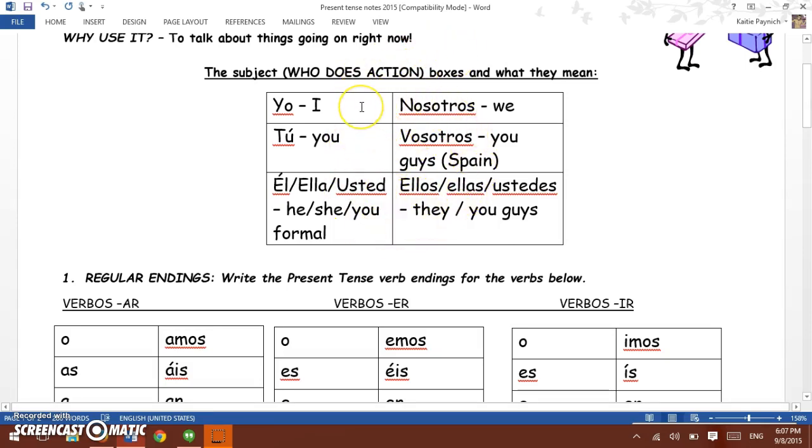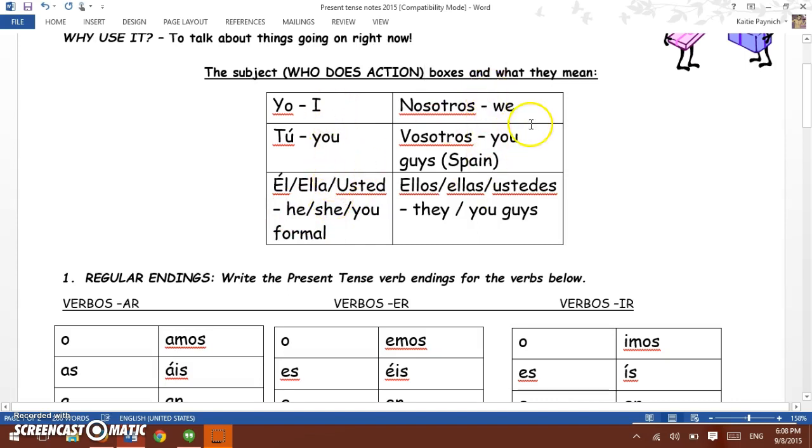So if we look here, the yo here is in the upper left-hand box. That is where all of the yo endings in any tense we talk about, past, present, or future, will live. So our yo ending goes in the first box, our tú ending goes in the second box, and our él, ella, usted goes in the third box. So that's our singular column.